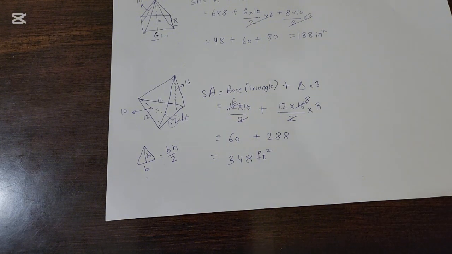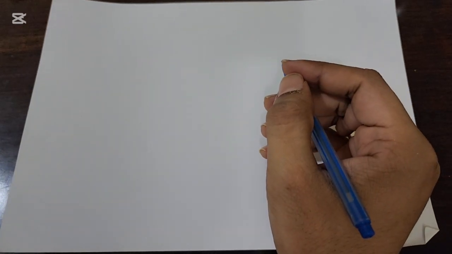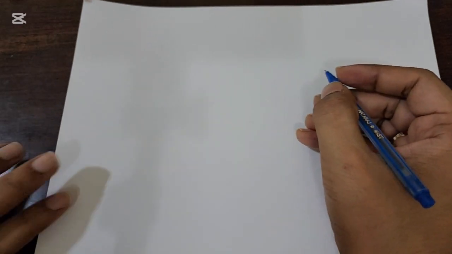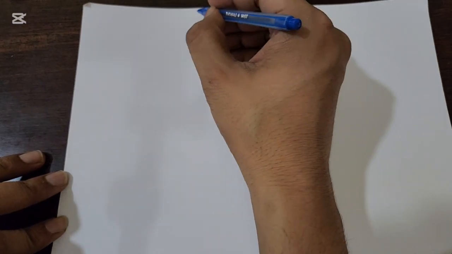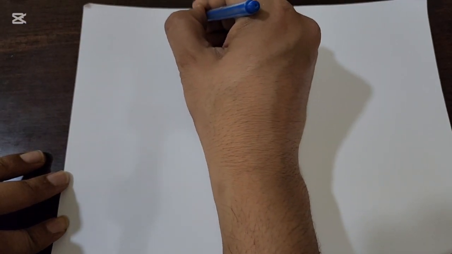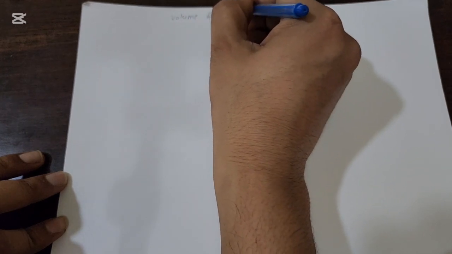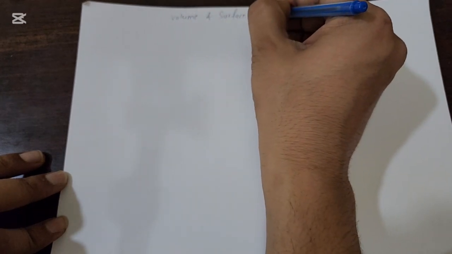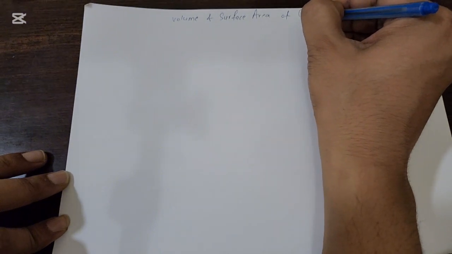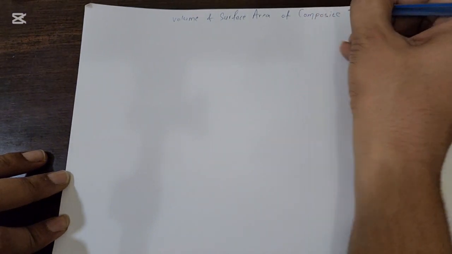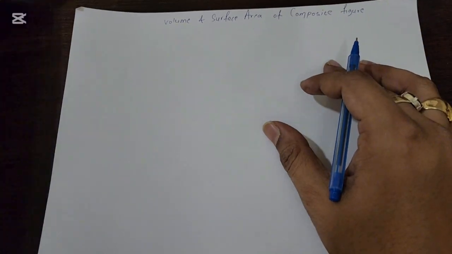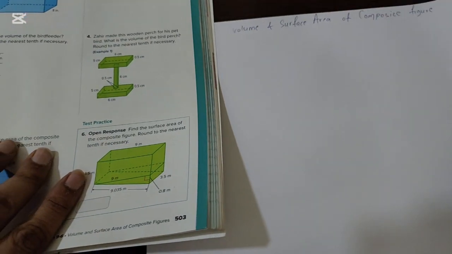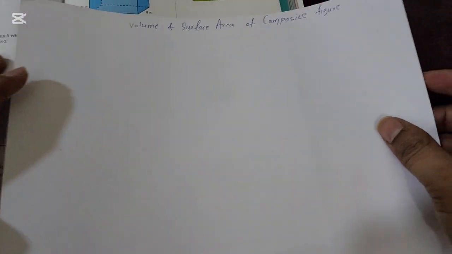Now we will move to the next lesson, the last lesson of this module 9. Let us start with the final lesson. This is about volume and surface area of composite figures. Now you know what composite figures are, right? I will not draw the composite figure because it will take too much time. I will just show you the composite figure in the book. We'll solve the question from the book.